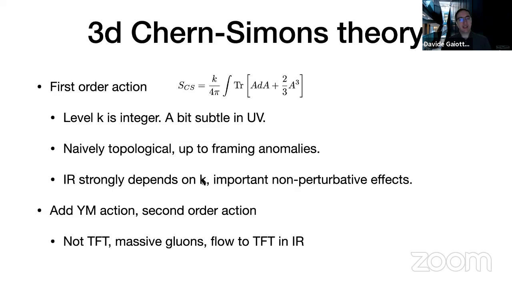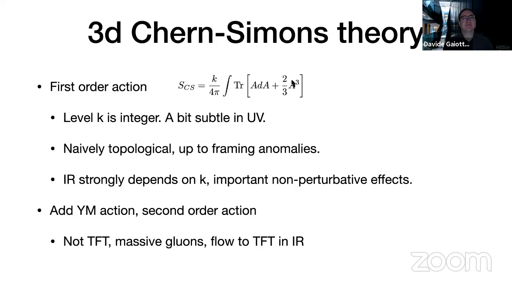If you don't like these first order actions, you could add a Yang-Mills action. This would give you a theory which is not topological, depends on the metric, but is gapped. It has a massive gluon, which at low energy would just go away and give back the topological field theory. But if you work with this second order action, although the final results are the same, a lot of the definitions you need to use are different from the ones that I will have in the rest of the talk. So for the rest of the talk, just think about this first order action without the Yang-Mills term. Any questions? Okay.